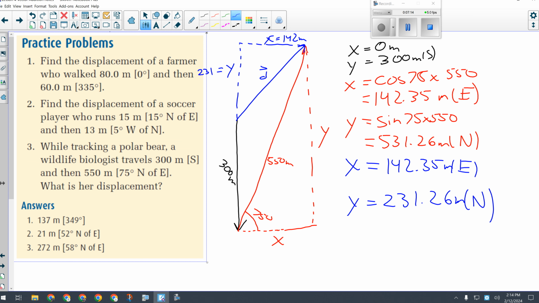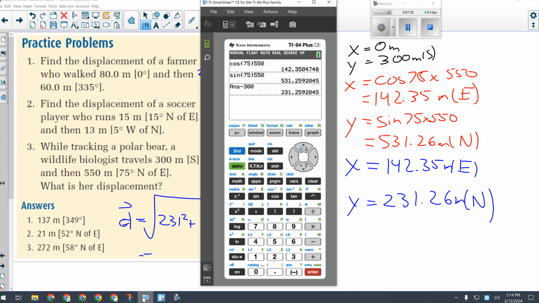Exactly. A squared plus B squared equals C squared. Pythagorean theorem. So if I want to find what my displacement's magnitude is, and I keep accentuating, I'm only finding the magnitude here, 231 squared plus 142 squared. And I'm going to keep all the decimals in there. I'm just being lazy about what I write. So square root of that number squared plus that number squared gives me 271.55, but I only have 3 significant digits, so 272.